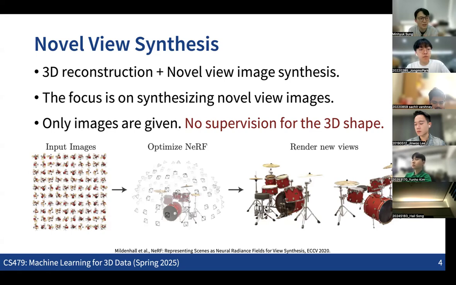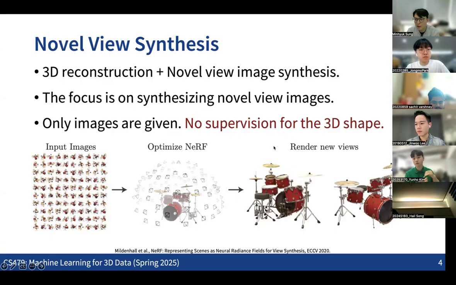And here, the thing is that now we're also going to assume that the camera matrix can be estimated using the algorithm that we discussed before, right? So the images and all the camera poses are given, and the question is how we can do some 3D reconstruction.